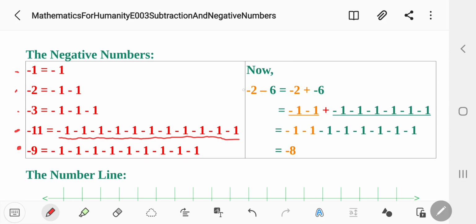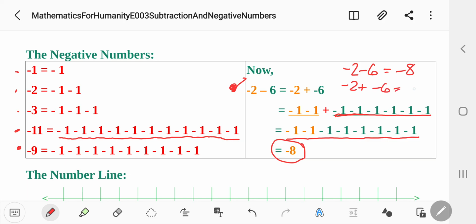So now, we check this example here. Negative 2 minus 6 is what? Negative 2 is negative 1 minus 1, plus negative 1 minus 6, negative 1s here, minus 1 minus 1 minus 1 minus 1 minus 1. So all in all, you have how many minus 1s? 1, 2, 3, 4, 5, 6, 7, 8. So you have negative 2 minus 6 is equal to negative 8. Where this is equal to 2 plus negative 6 is equal to negative 8.